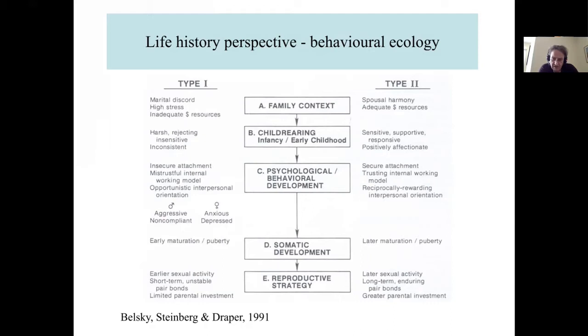And this idea is fully compatible with attachment theory. So in short, as regards type 1 strategy, and I have to repeat, there is no conscious decision-making involved, high stress levels in the family are predictive of harsher and more rejecting, or insensitive and inconsistent, child-rearing practices by parents. And this makes it more likely that the child develops insecure attachment patterns, so-called mistrustful internal working models, a term coined by John Bowlby, as we know. And this may lead to more opportunistic interpersonal orientations.